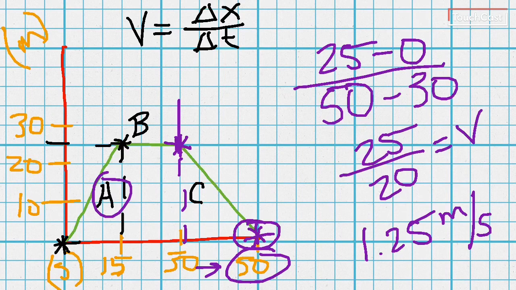Hopefully that helps with your displacement versus time and a brief intro on how to use those graphs to do some math. Our next video is going to move on to the velocity versus time graphs, which I feel are slightly more difficult.